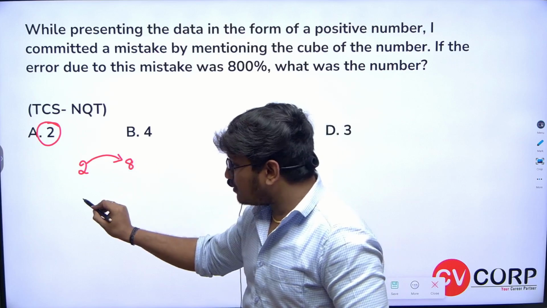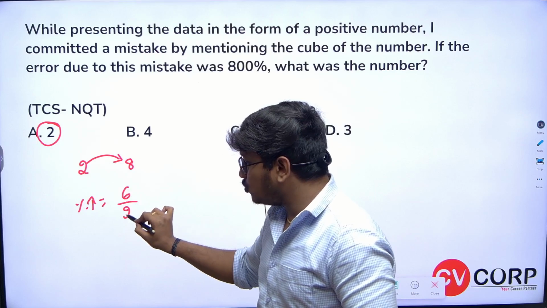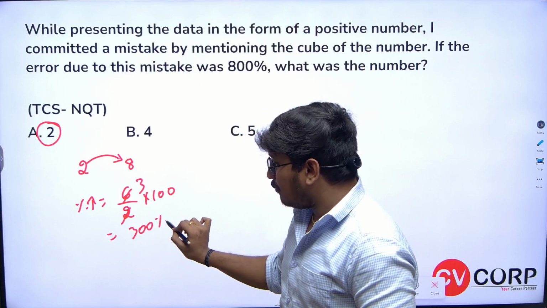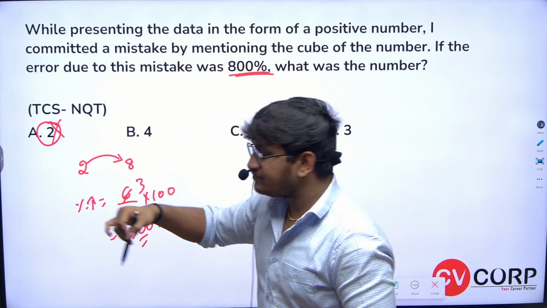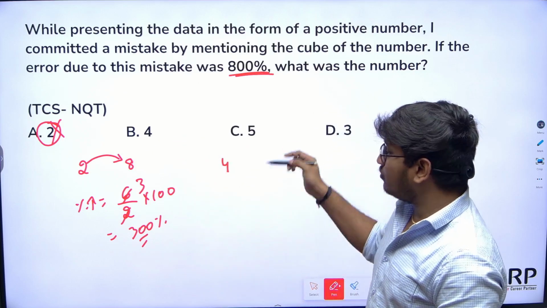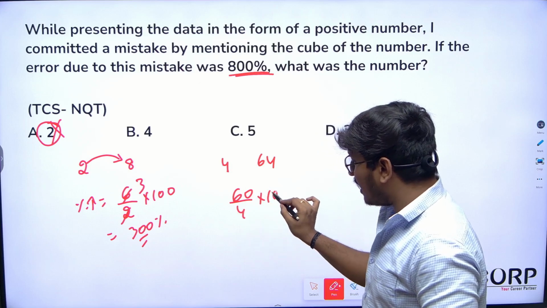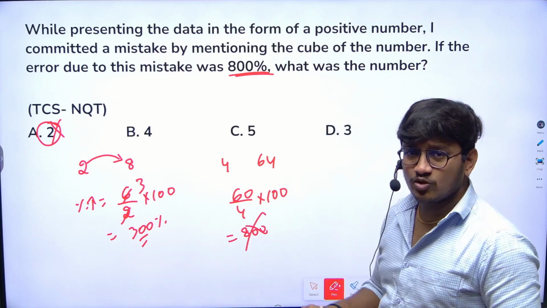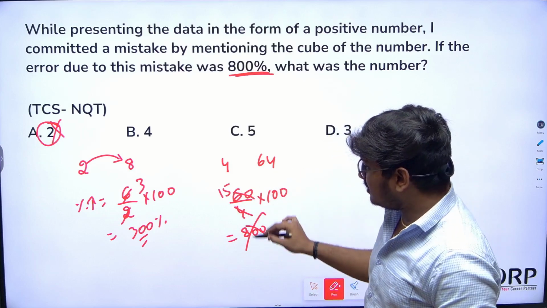Now, let me check what is the percentage increase. Difference is 6 by 2 into 100. What is the value? 3 times, 300%. But what they have given here, 800% should be that error. So my answer is not 2. Now, next. Option B, you can check 4. Instead of 4, I entered 4 cube, which means 64. Difference is 60 by 4 into 100. Will it give you 800? No. So why waste time? If you observe here, 15 times, so it will be 1500%. So it is not the correct answer.